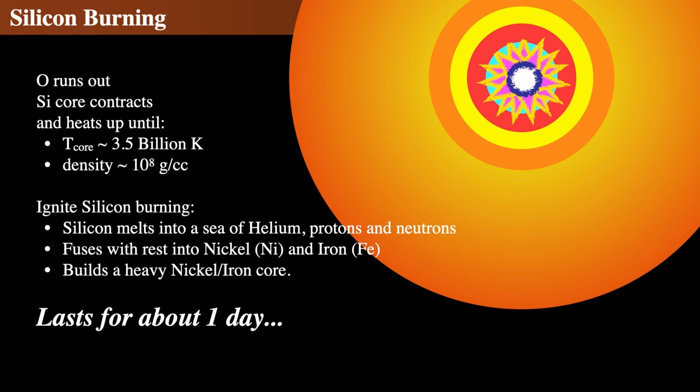The photons are so incredibly energetic at this temperature that they actually break the silicon apart into helium again and back down to protons and neutrons. So the silicon's getting destroyed by the light. And then the rest of the silicon is fusing into nickel and iron. That doesn't decay yet. This builds up an enormously heavy nickel and iron core, which will last only for about a day.